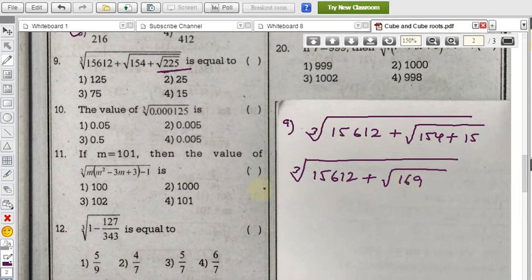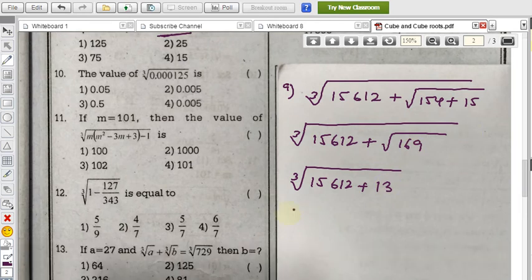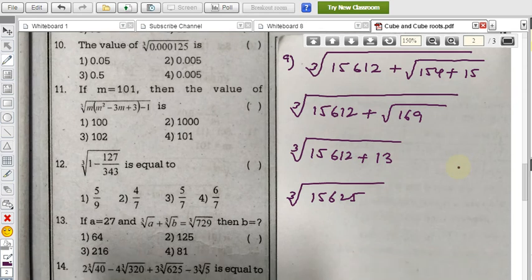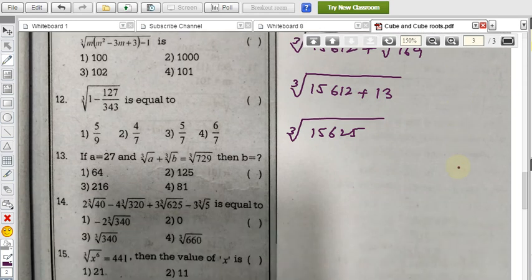Cube root of 15,612 plus root 169 is 13, because 13 13s are 169. If you add both, 15,612 plus 13 is 15,625. Now 15,625. For 15,625 we need to find the cube root. So let us take the prime factorization method for this.